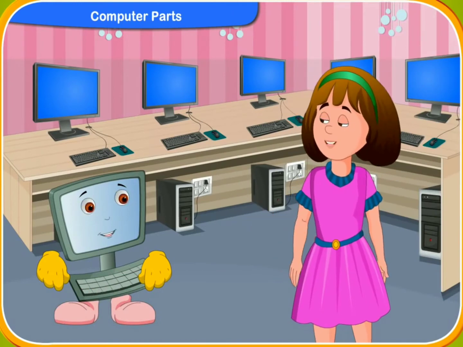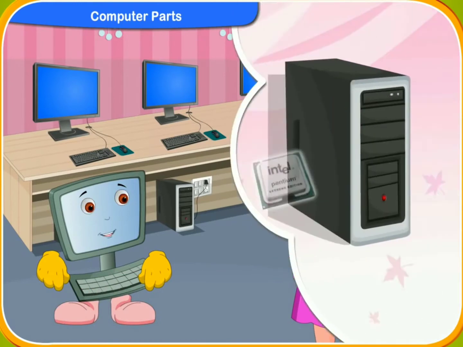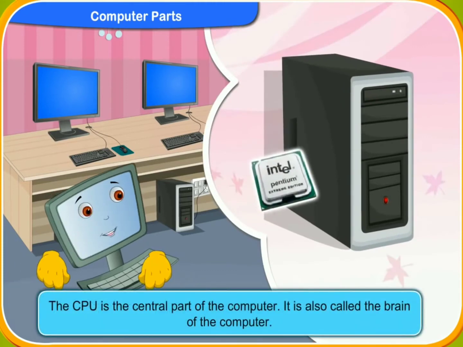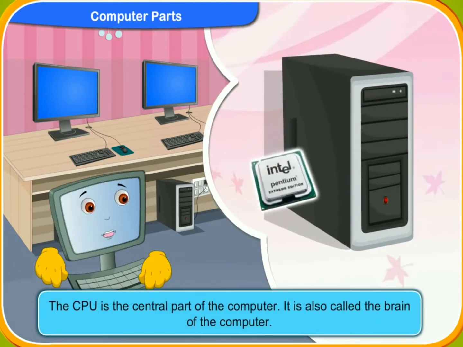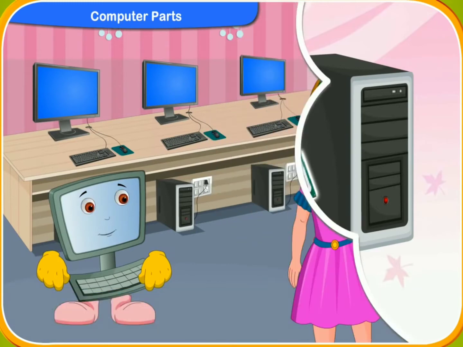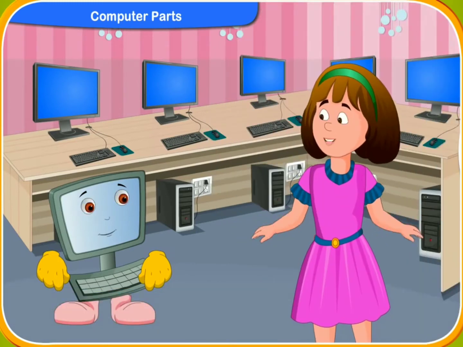What is the CPU? It looks like a big box. The CPU is the central part of the computer. It is also called the brain of the computer. The CPU tells the computer what to do. What does CPU mean, Clicko?